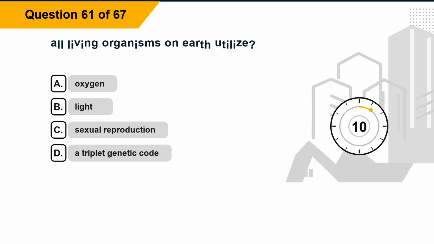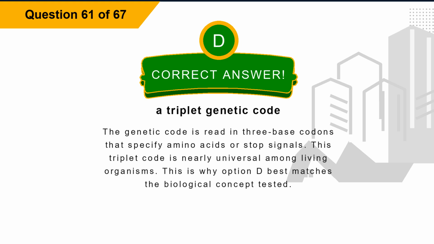Question 61. All living organisms on Earth utilize? Option A, oxygen. Option B, light. Option C, sexual reproduction. Option D, a triplet genetic code. The correct answer is option D, a triplet genetic code. Explanation: the genetic code is read in 3 base codons that specify amino acids or stop signals. This triplet code is nearly universal among living organisms. This is why option D best matches the biological concept tested.